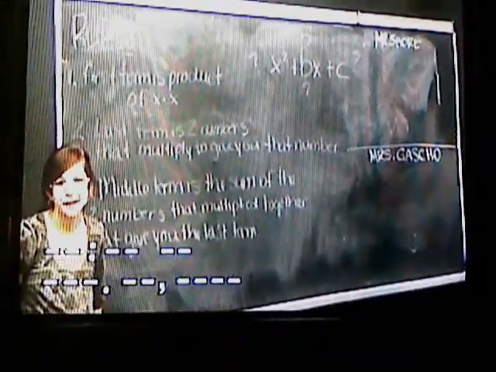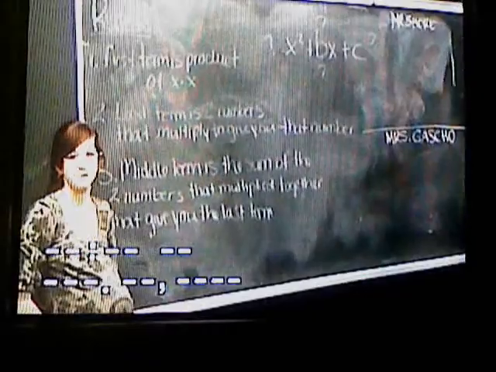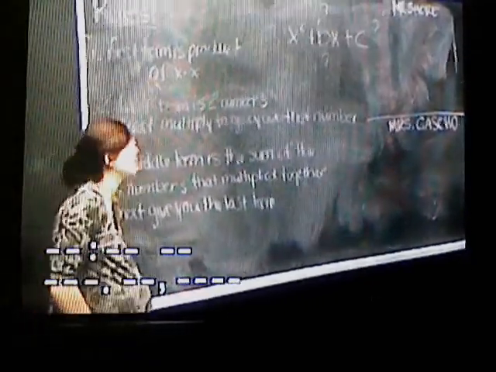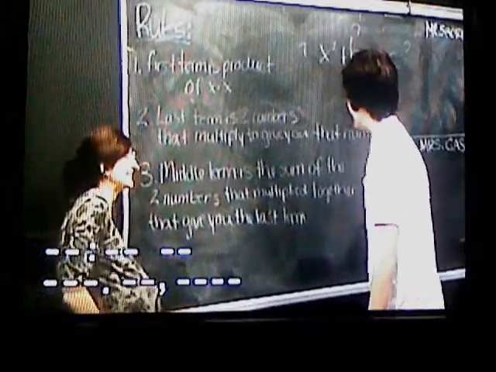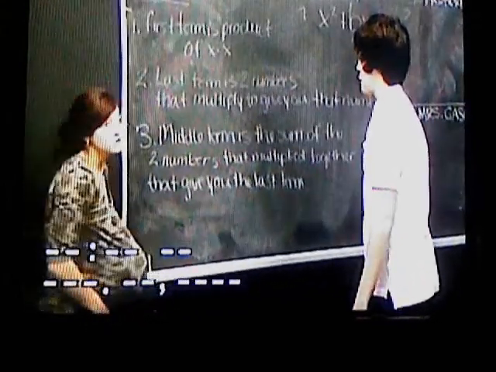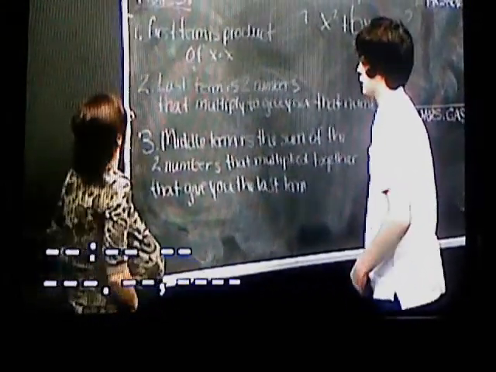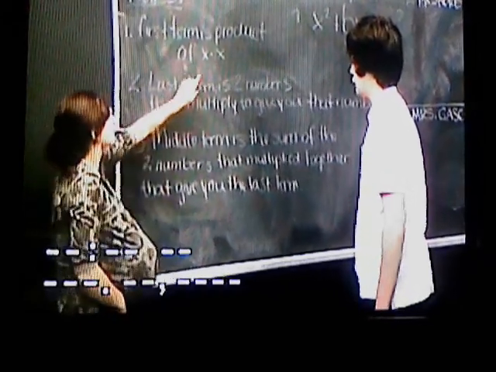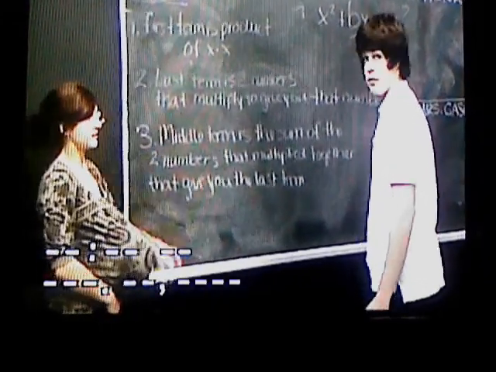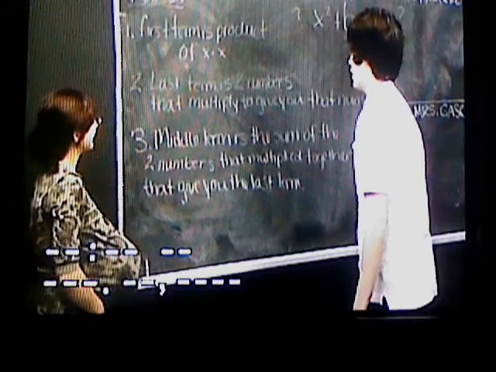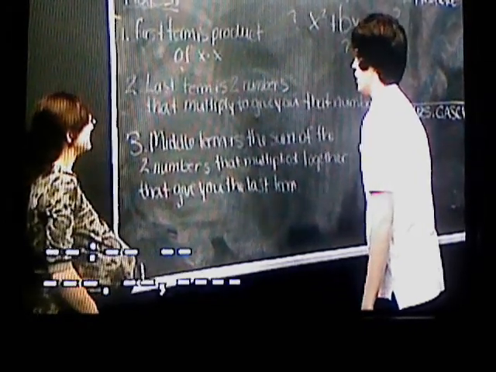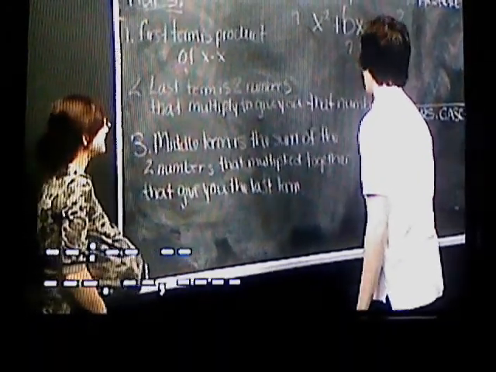There are 3 simple ways and rules to factor simple trinomials, and my good friend Mr. Shores will help us out with that. Hey, Mr. Shores. Hi, Miss Tasha. Okay, the first rule of simple factoring is the first term is the product of x times x. The second rule is the last term is 2 numbers that multiply to give you that number.